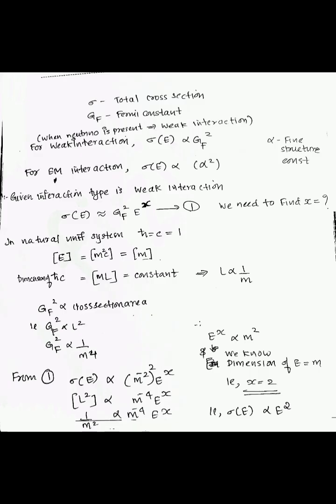So we can write the equation 1 as sigma is proportional to m raised to minus 2 the whole square into E raised to x, that is L square is proportional to m raised to minus 4 into E raised to x, that is 1 by m square is proportional to m raised to minus 4 into E raised to x. From here we understood that E raised to x is proportional to m square, and we know that the dimension of E is m. So we can say that x is equal to 2, so that sigma is proportional to E square. So this is the answer.